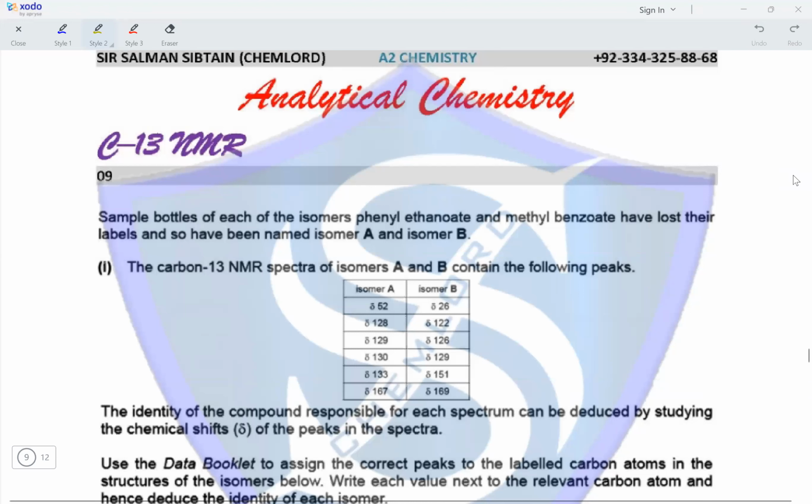Question 9. Sample bottles of each of the isomers phenyl ethanoate and methyl benzoate have lost their labels and so have been named isomers A and B. The carbon-13 NMR spectrum of A and B contains the following peaks. The identity of the compound responsible for each spectrum can be deduced by studying the chemical shift of the peaks in the spectra. Use the data booklet to assign the correct peaks to the labeled carbon atoms in the structures of the isomers below. Write each value next to the relevant carbon atom and hence deduce the identity of each isomer.